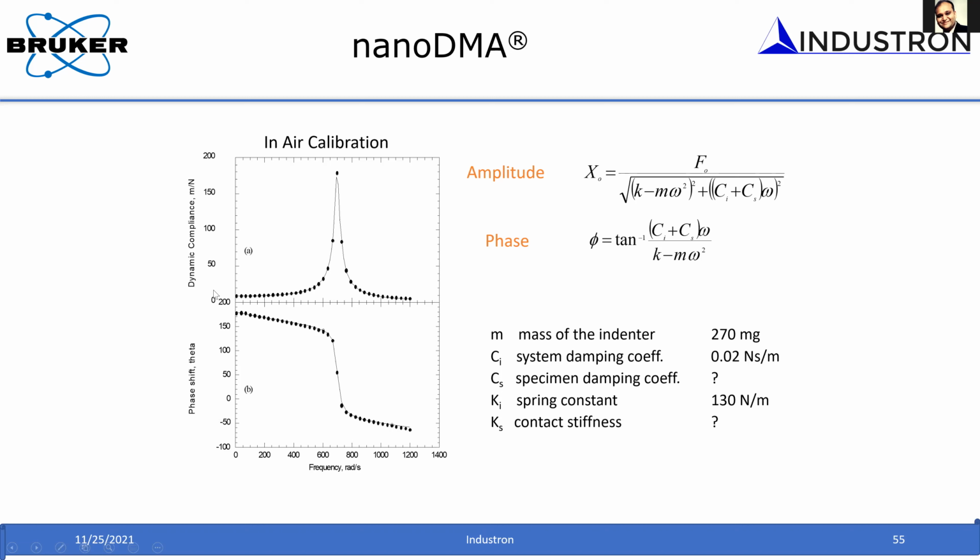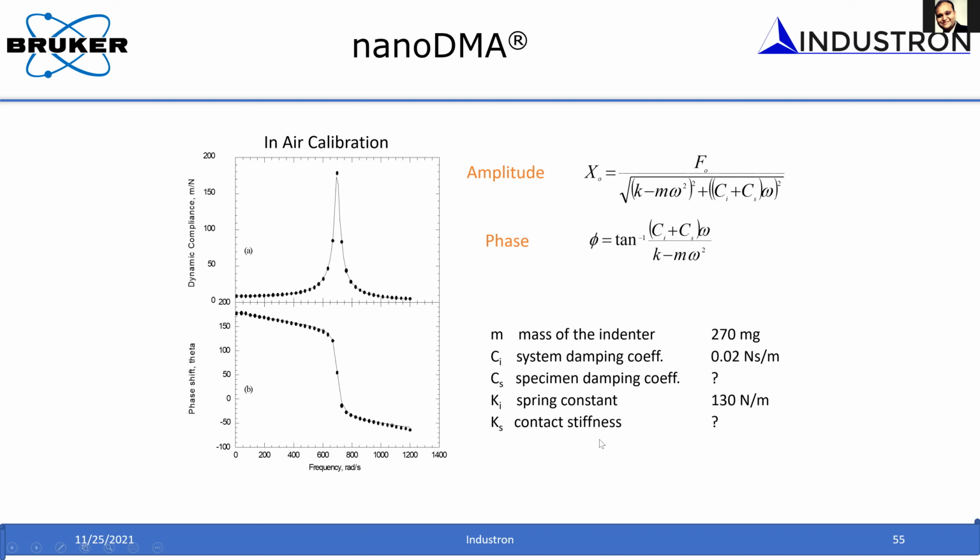But also, because we know this transducer response is a simple harmonic oscillator, we can fit this whole equation and try to deconvolute these constants that I mentioned by fitting this curve. And that's another way of figuring out what the spring stiffness is, what the mass of your transducer is, and what the damping coefficient is. So the only unknown here is basically the stiffness of the contact. That is what you wanted to measure.